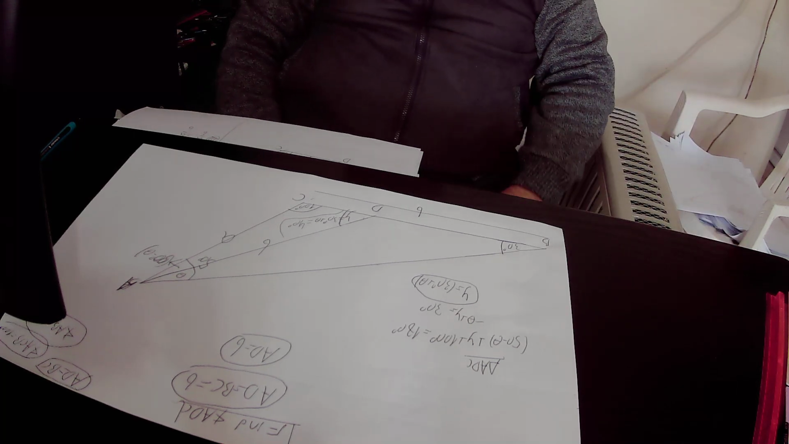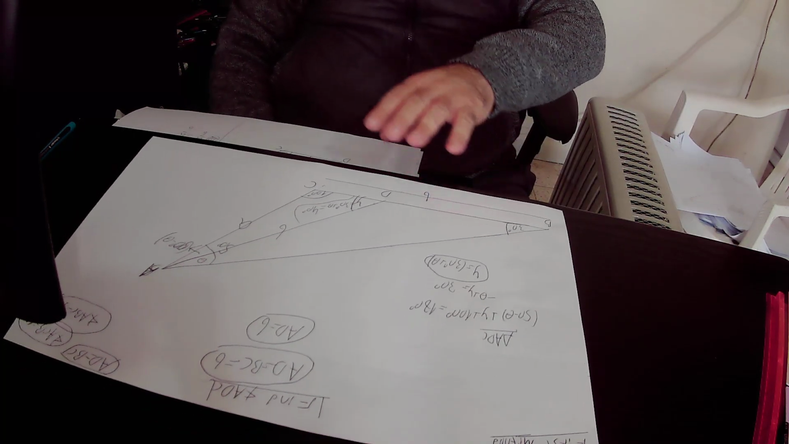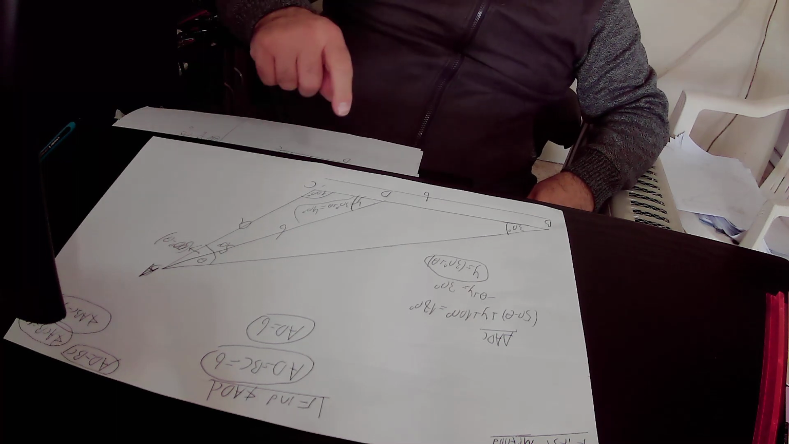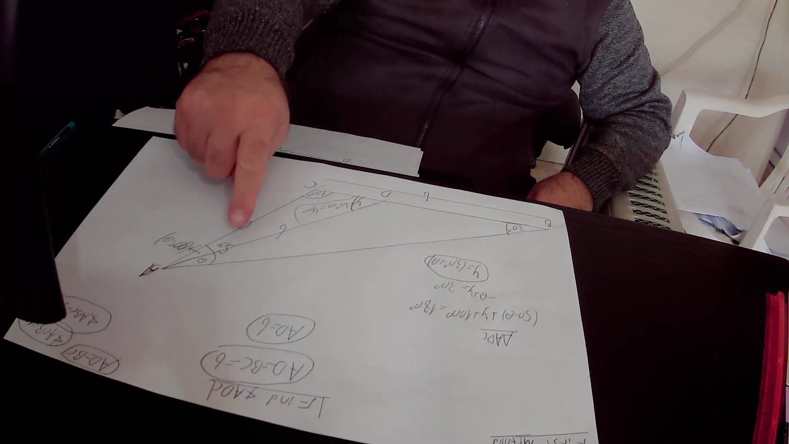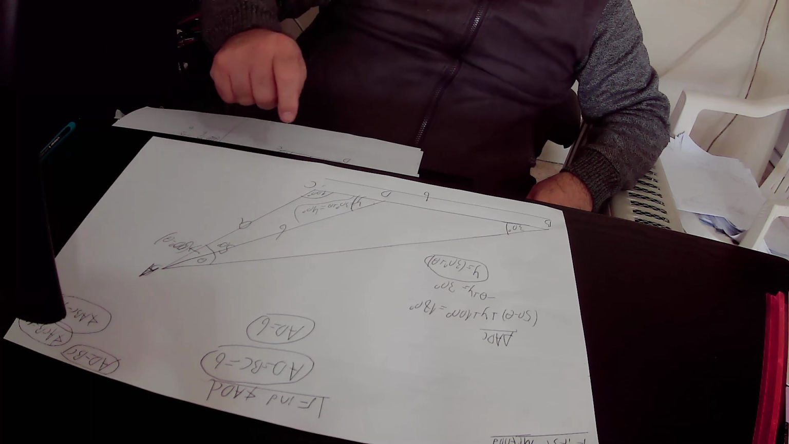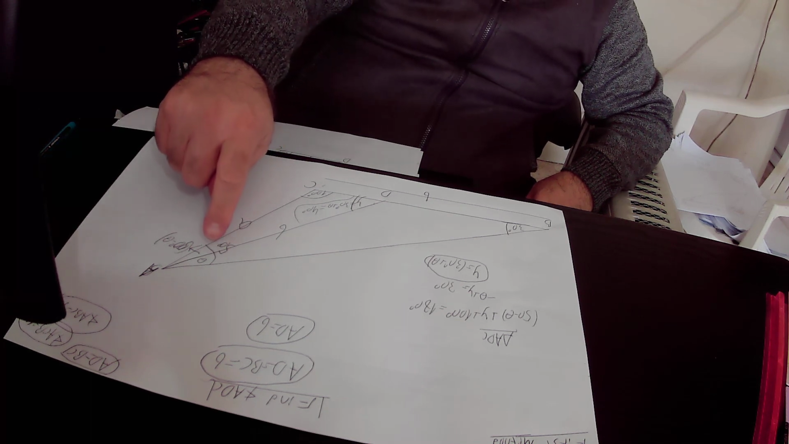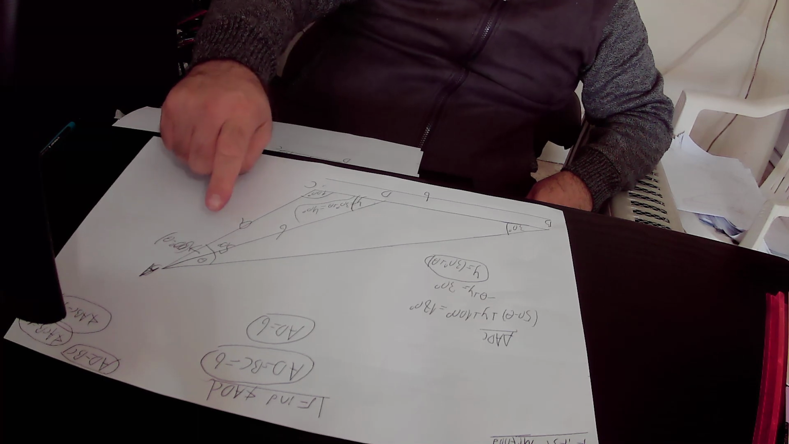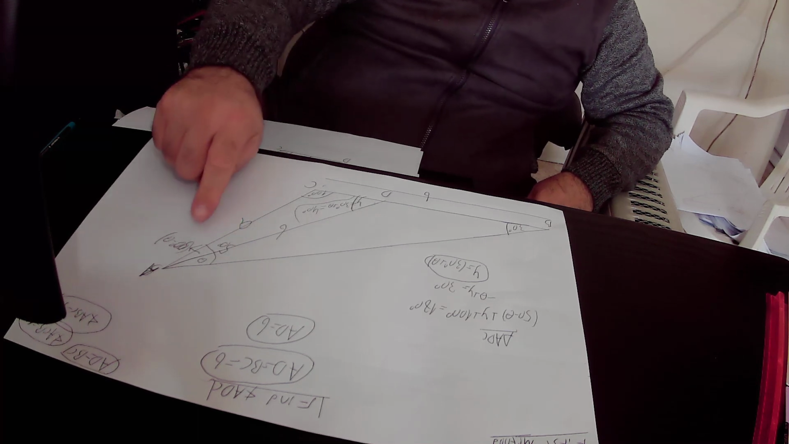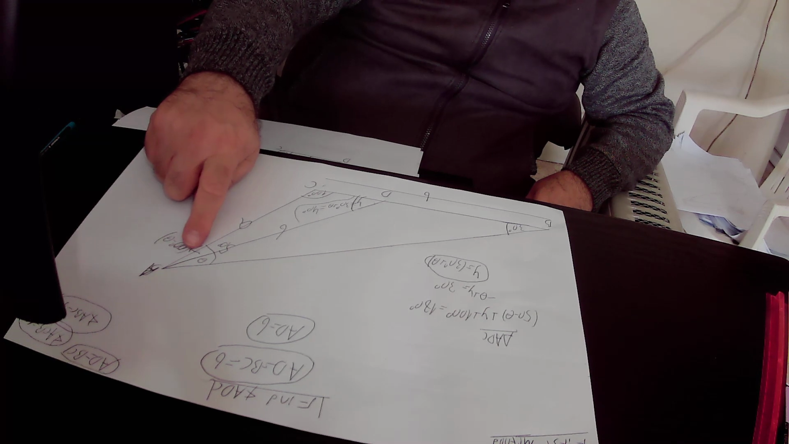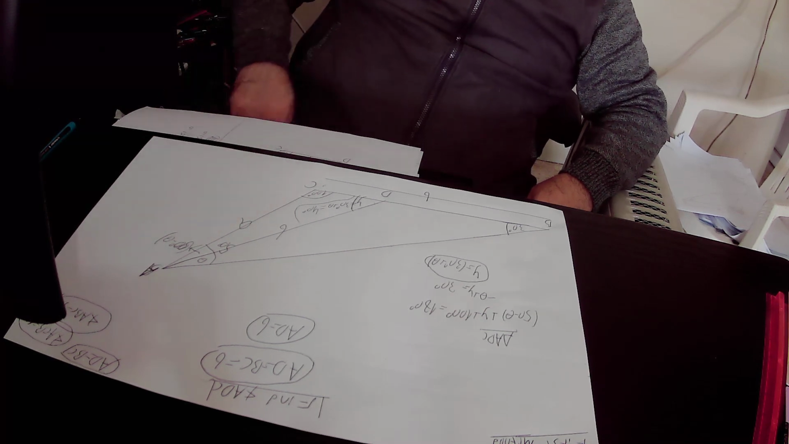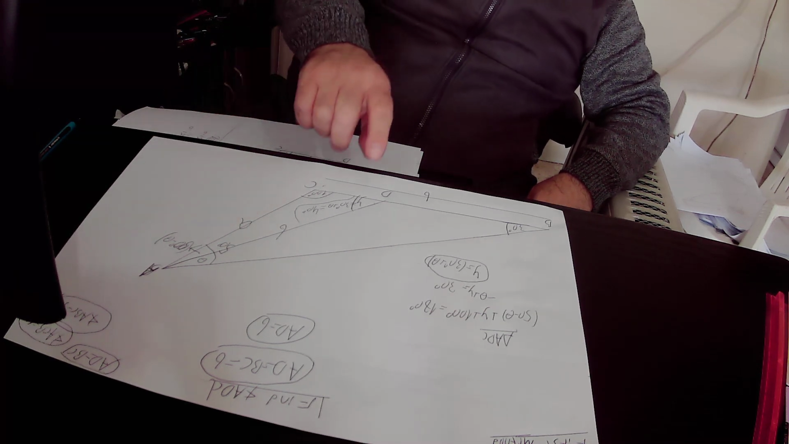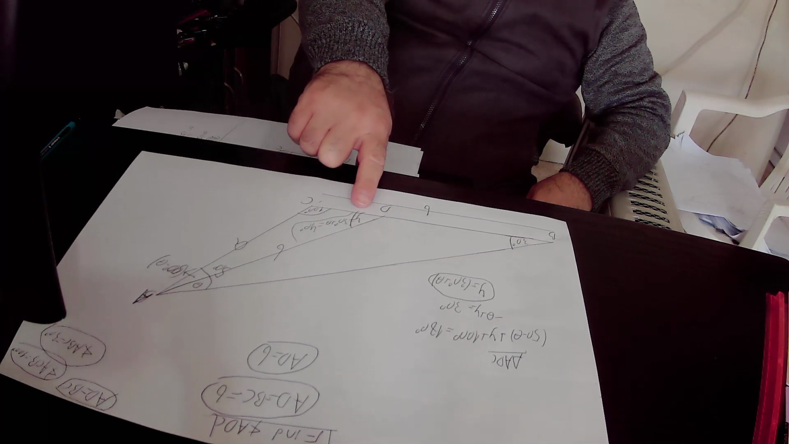But first of all, we already found that angle BAC, this angle, equals 50 degrees. So if we define angle BAD, this angle, as theta, then the value of this angle, angle DAC, will be equal to 50 degrees minus theta. So angle DAC equals 50 degrees minus theta. And we found the value of this angle. We defined the missing angle, angle ADC, as angle Y.